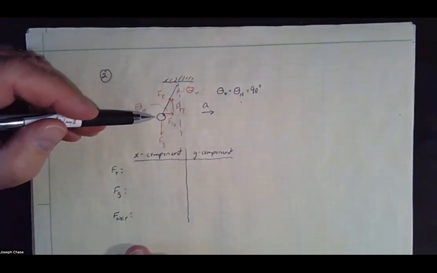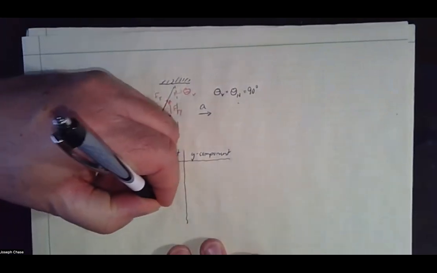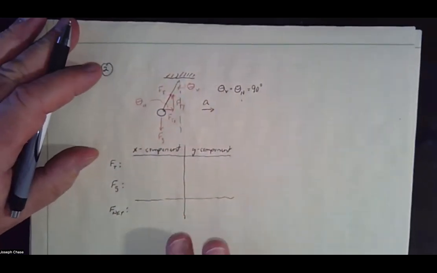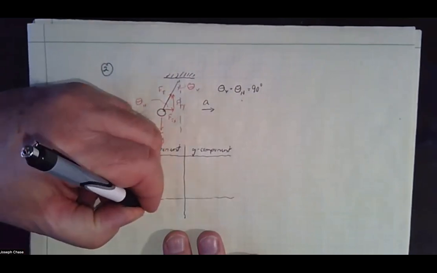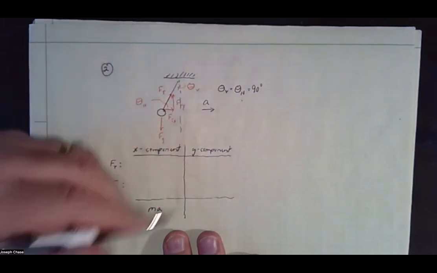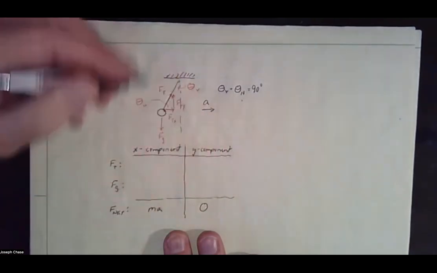Now, there is no acceleration vertically, but the object is accelerating to the right. So when it's time to do FNet, we could use those two conditions to help guide what's going to happen next. Along the x component, the sum of the forces has to be equal to ma. Along the vertical, the sum of the forces is zero because there is no acceleration up and down. Now we can take a look at the rest.